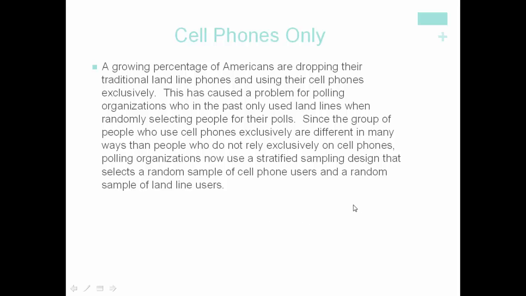Cell phones only. A growing percentage of Americans are dropping their traditional landline phones and using their cell phones exclusively. This has caused a problem for polling organizations who in the past only used landlines when randomly selecting people for their polls. Since the group of people who use cell phones exclusively are different in many ways than people who do not rely exclusively on cell phones, polling organizations now use a stratified sampling design that selects a random sample of cell phone users and a random sample of landline users.